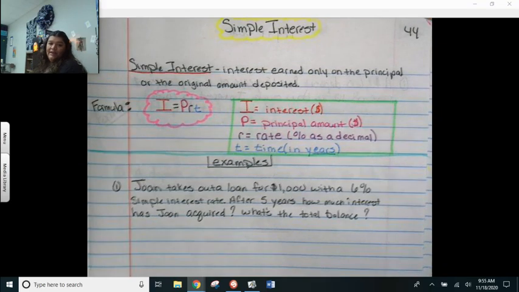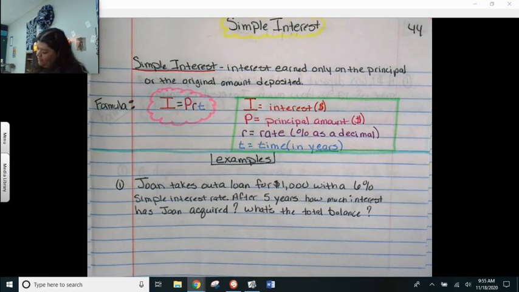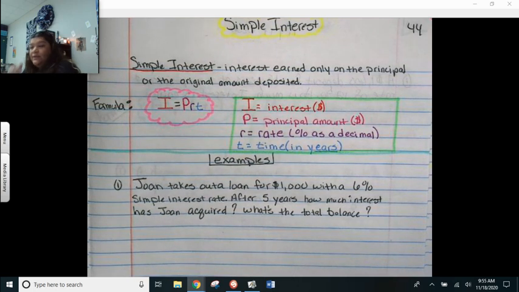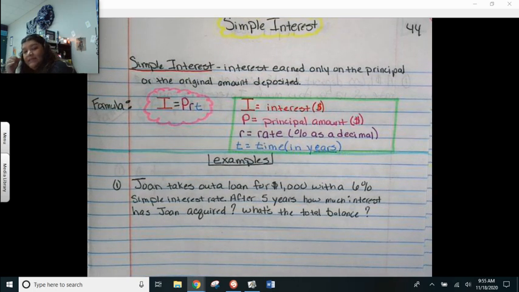Hey guys, we are going into more of the financial literacy part of our lessons. So today we're going to talk about simple interest.